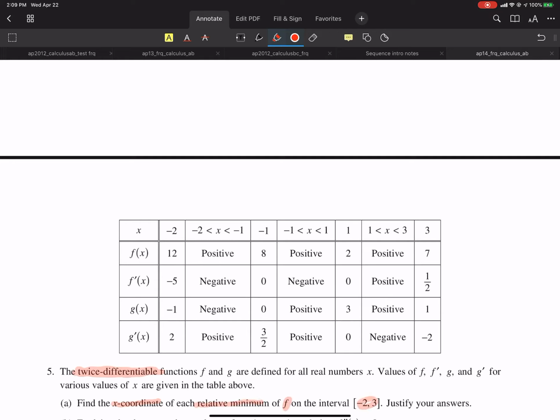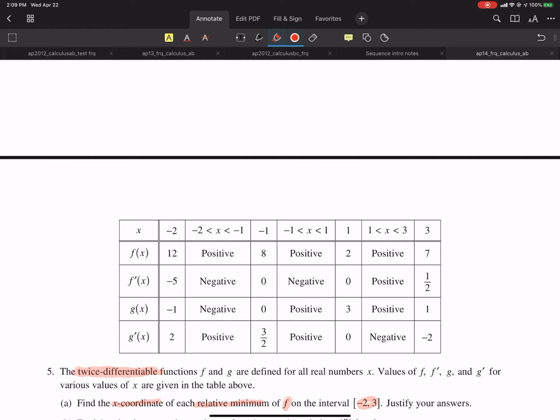In order to have a relative minimum, we have to find the place where the derivative changes from negative to positive. The other option is if the first derivative is 0 and the second derivative is positive, that means we have a relative min. If the first derivative is 0 and the second derivative is negative, we have a relative max. Hopefully I said that right. So we're looking at the function f.